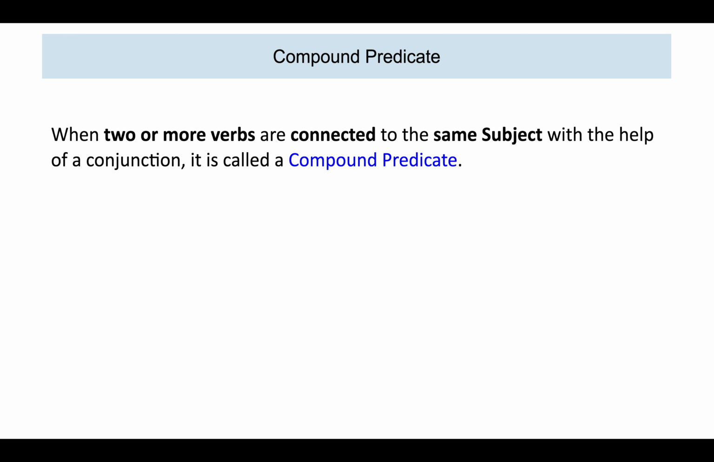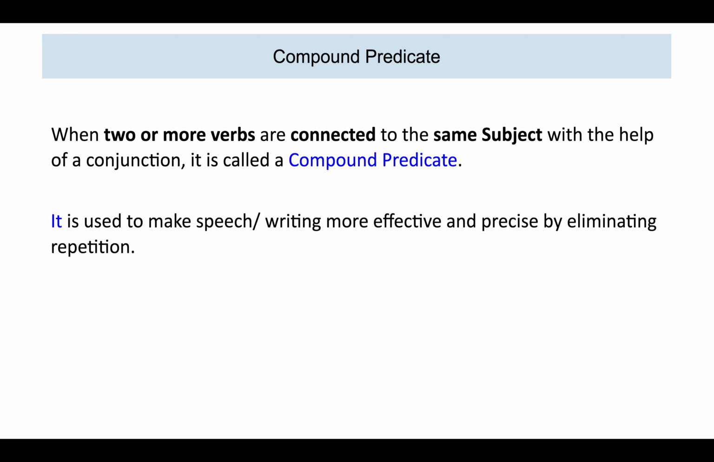Now we have something which is called a compound predicate. When two or more verbs are connected to the same subject with the help of a conjunction, it is called a compound predicate. So what are the things involved here? We have just one subject. But then there are two verbs connected to the same subject. And how do you connect the verbs? You connect it with the help of a conjunction.